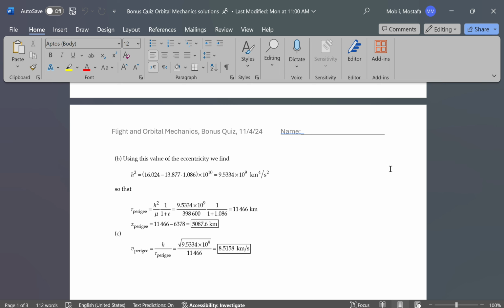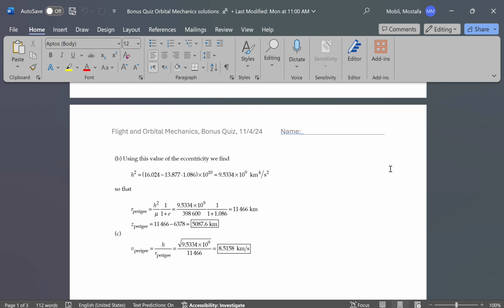What is the unit for eccentricity? Is there a unit? It is unitless. The unit for eccentricity is no units. Exactly. What about the units for angular momentum? It's kilometers squared per second. One thing you have to make sure you are aware of is the fact that this is h squared. So the unit is going to be kilometers to the fourth divided by seconds squared.